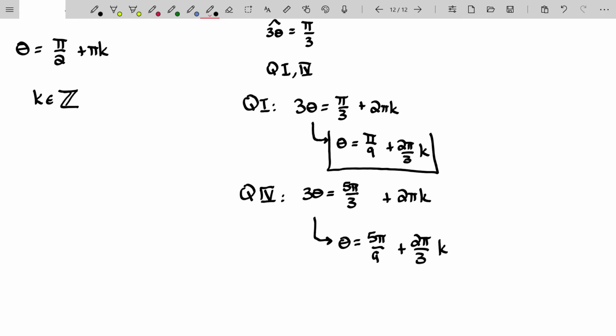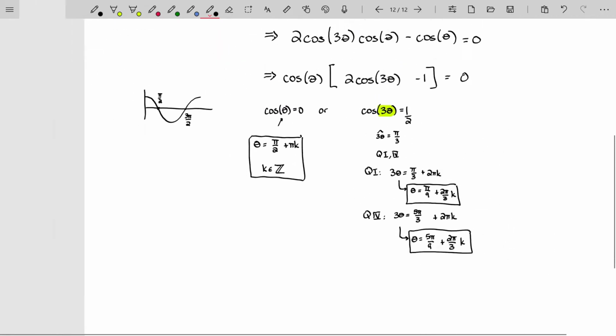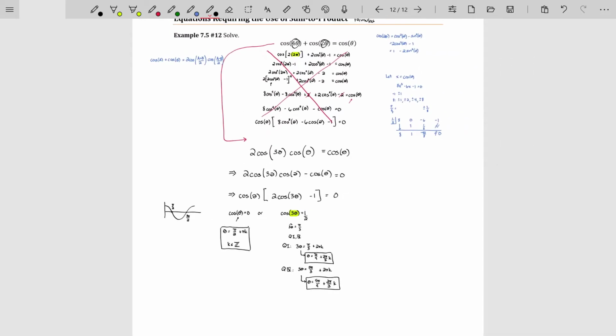We can box up these solutions because we didn't square both sides or anything like that, so none of these are extraneous. So I'm just boxing up all the solutions here, and we are done with this problem. So it's a really good problem to showcase that if you can recognize or remember that you have a sum to product formula, it is very powerful at times. Not a lot, not often, but it can be powerful.